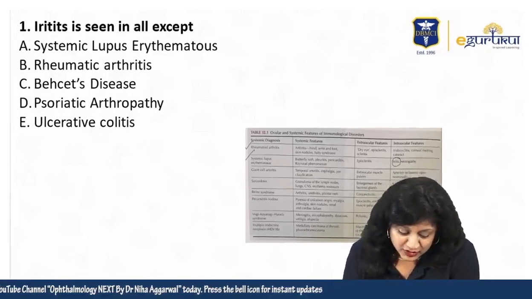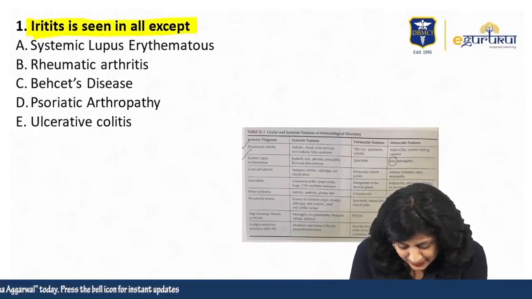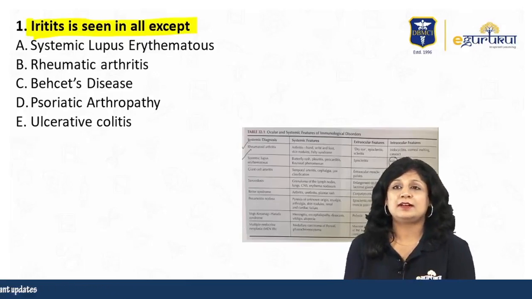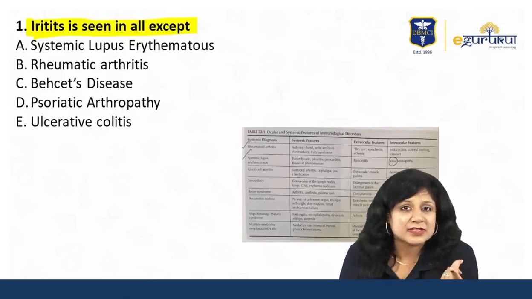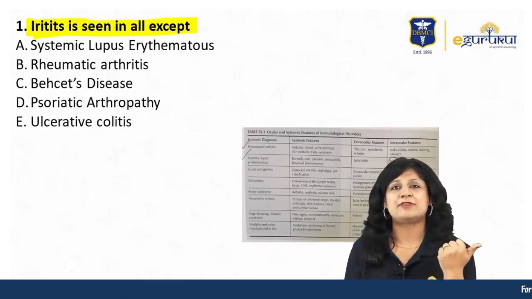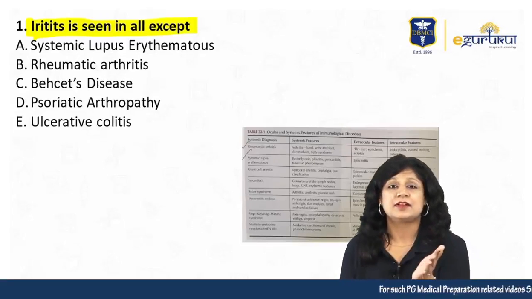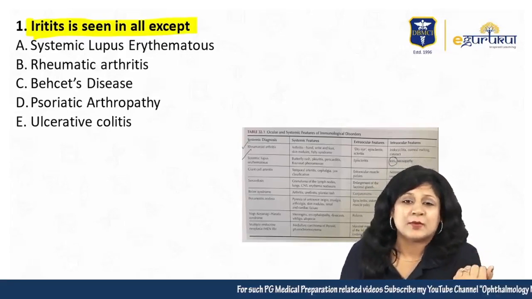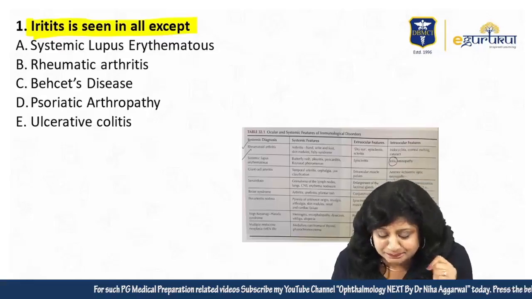The first question is, iritis is seen in all except. Now, though I got this question in this form, many of the students said that it was an all-except MCQ, but I personally feel that it would have been better if they had asked it as iritis is seen in which options. Nevertheless, the question was asked like this, so we are going to deal with it in this manner only.